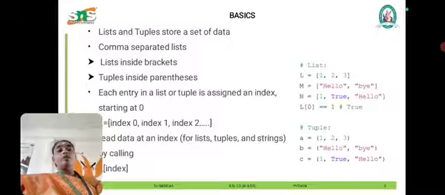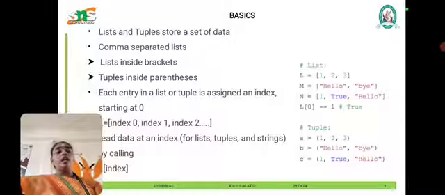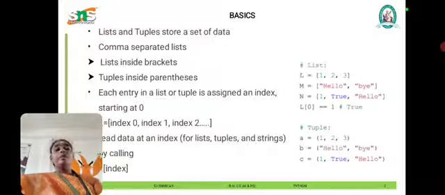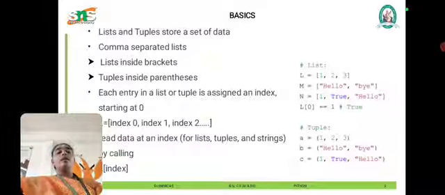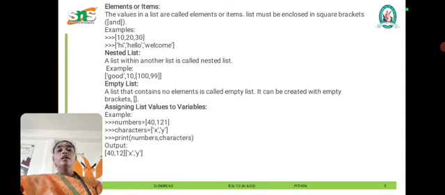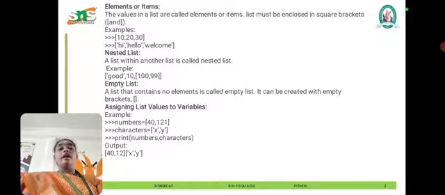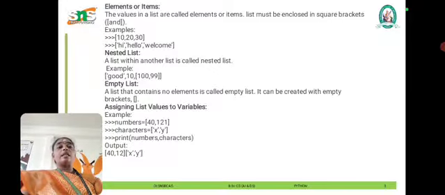Now move on to the tuple example. A equals, within parentheses, 1, 2, 3 and hello, bye and 2, hello. The two examples are the same thing. Within a square bracket is a list and within parentheses is a tuple. Now, elements of items. The value of a particular list is called an element or item, specified within a square bracket and separated by a comma operator.